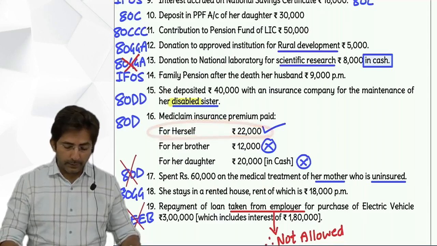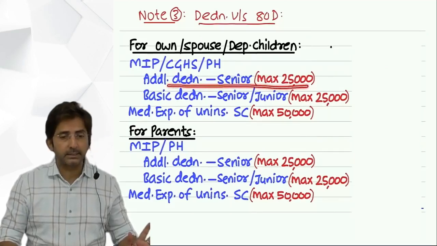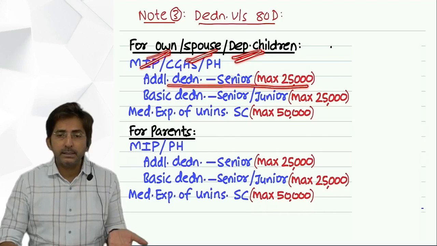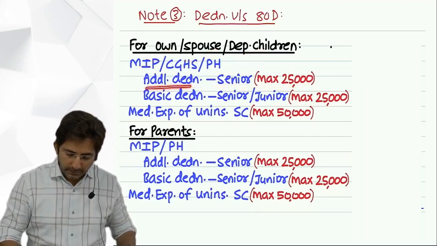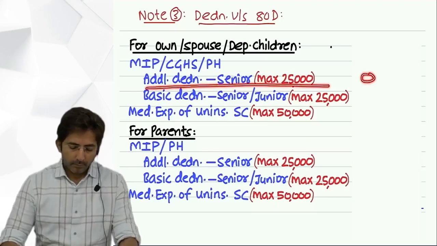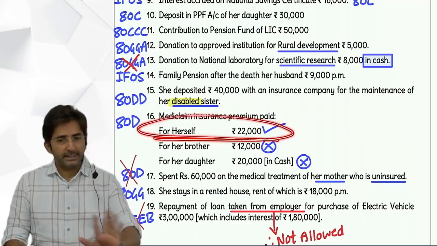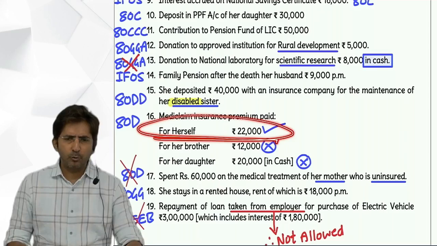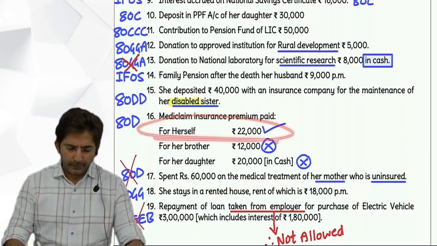But here also, what is the way to do? First, you have to take the additional deduction if there is a senior citizen, but senior from own, spouse and children. But here no one is a senior citizen, so this will become 0. So against the additional deduction, what you will write? 0 or nil. So where will this go then? Premium of herself. This will go in basic deduction, because in basic deduction, whether you are senior, junior, age no bar, everything is allowed. So 22,000 you can take.